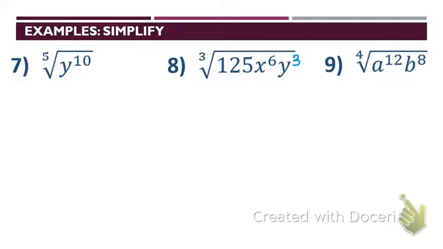So when we have variables, first of all, whenever there's more than one thing under a square root, you want to look at each term individually. So here, this index tells me that I need 5 in a group. So I have 10 people, and I want to put them in groups of 5. How many groups could I make? 2. Would I have anybody left out? No, because 10 is a multiple of 5. So that just simplifies to y squared. That's it. It's really simple when there's nothing left over.